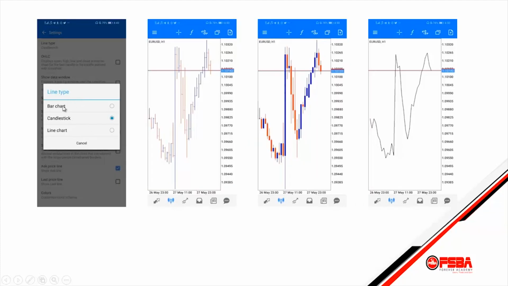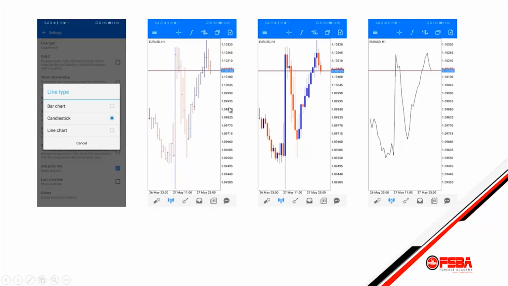On your MT5 or MT4 app, you will see this kind of thing. When you go to the settings, you will see the bar chart, candlestick chart, and line chart. So you can decide to set your chart to a bar chart, candlestick chart, or line chart. I prefer using the candlestick chart, and please make sure you go to Play Store or App Store and download the MT4 or MT5 app on your phone so you can have access to see all these things.